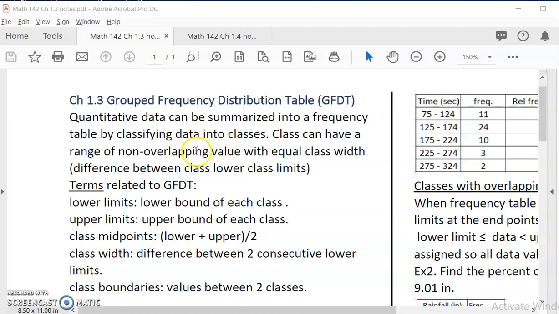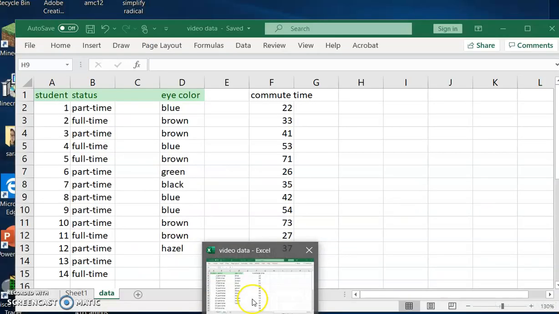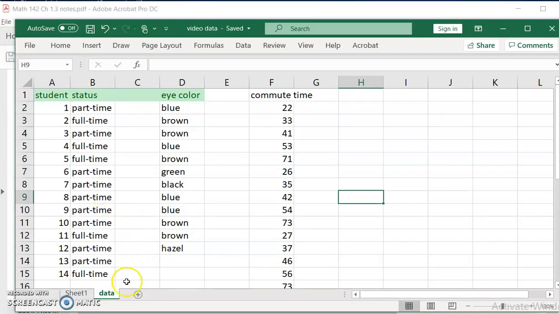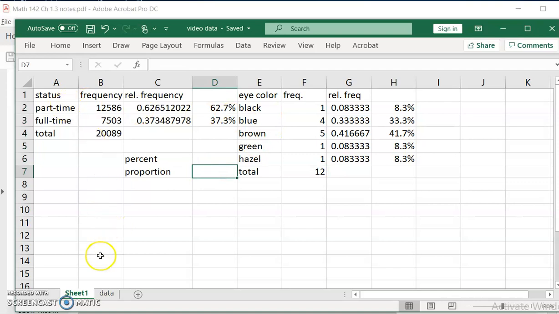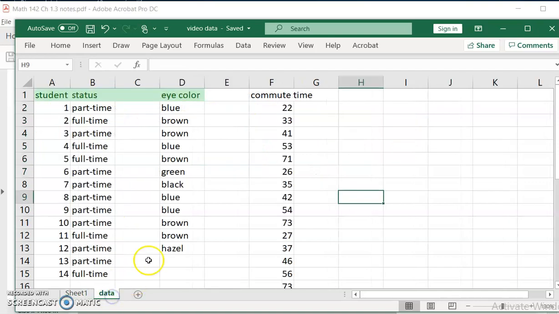quantitative data. In 1.2, we talked about if I have data that is categorical in nature, then I can just count all the particular categories and then build a table or do a bar graph or a pie chart, right? So we did that with the eye colors and the part-time status.